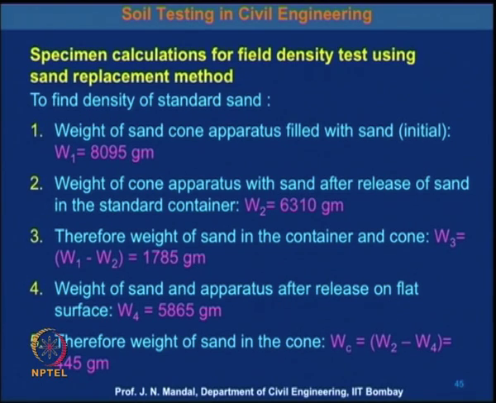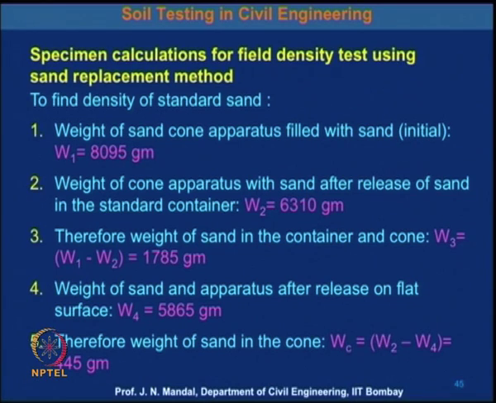Now, the specimen calculation for the field density test using the sand replacement method. So, you have to find the density of the standard sand. First of all, you take the weight of the sand cone apparatus filled with the sand initially. Let us say that weight W1 is equal to 8095 gram.